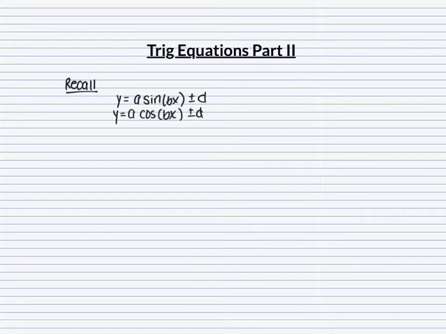Hi everyone, in today's lesson we're going to talk more about trig equations. If we recall, we've only spoken about trig equations so far that have been in the form y equals a sine or cos bx plus or minus d, where the absolute value of a is our amplitude, b was the number of cycles or the frequency, and plus or minus d was the equation of our midline, or in other words, our vertical shift. So this is what we know so far.